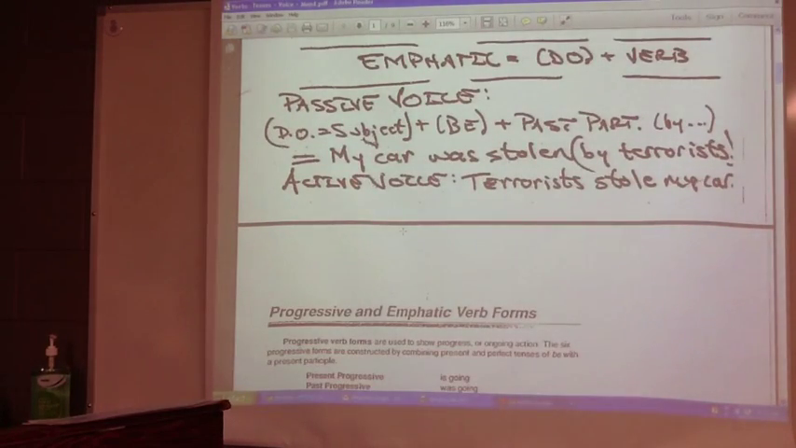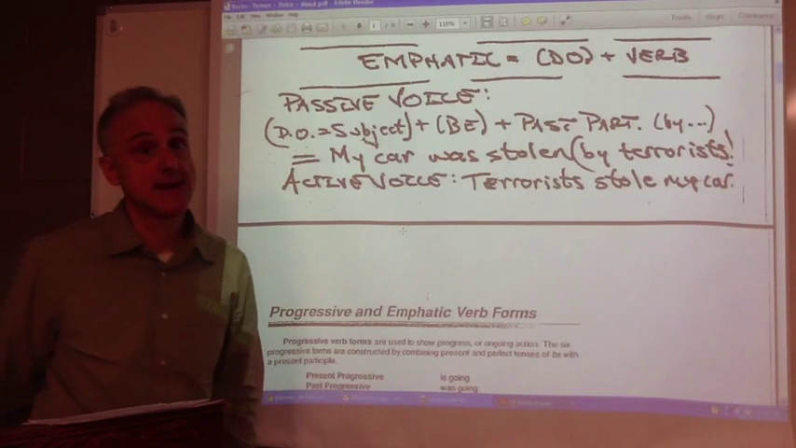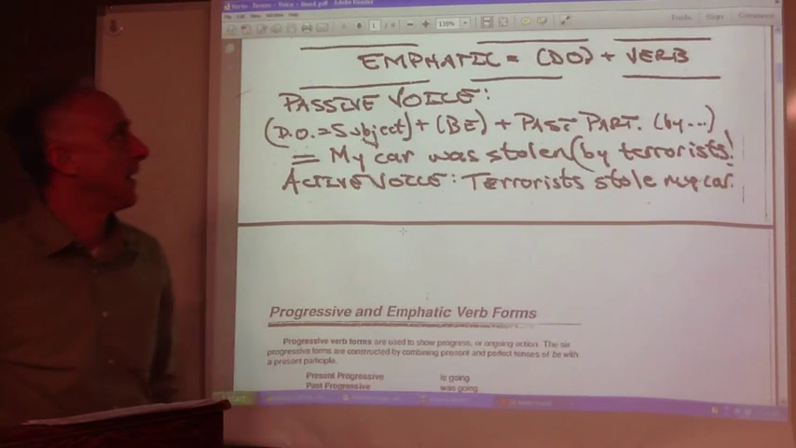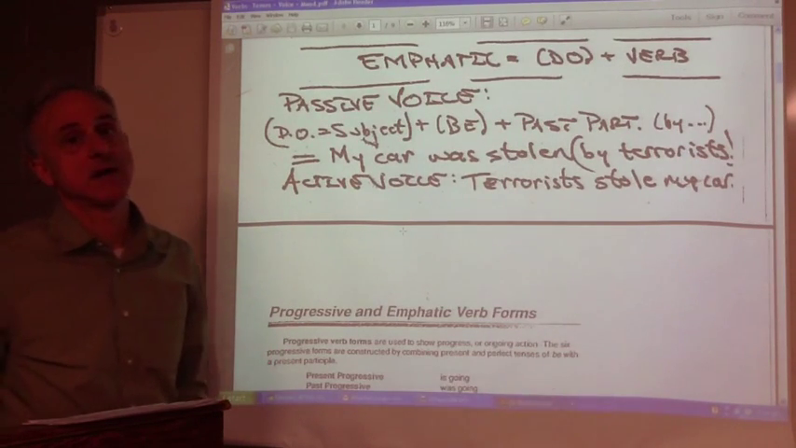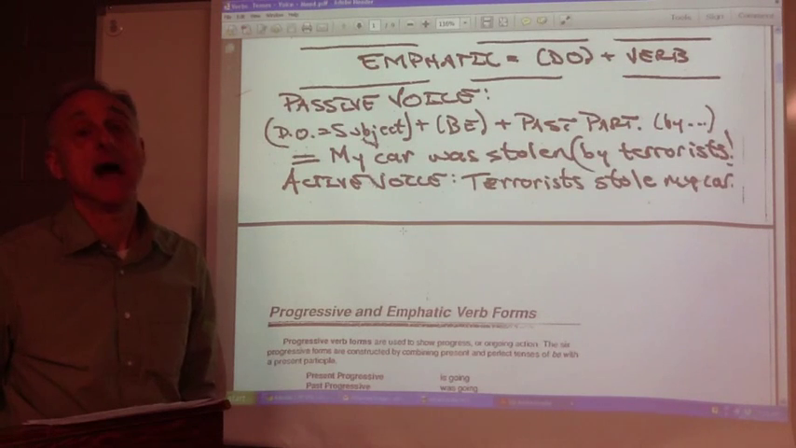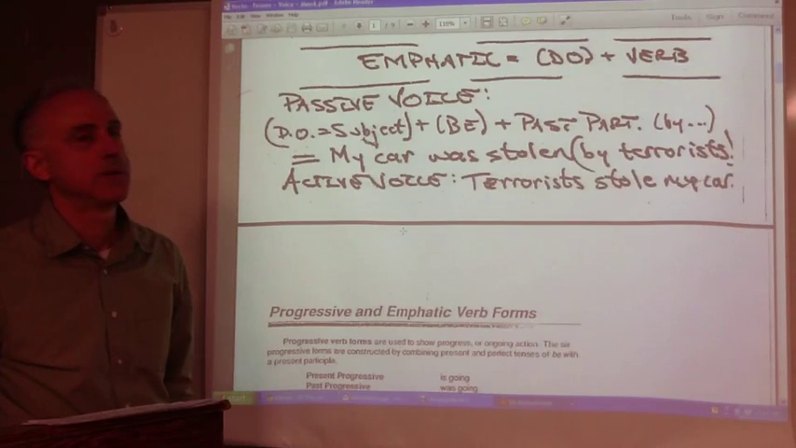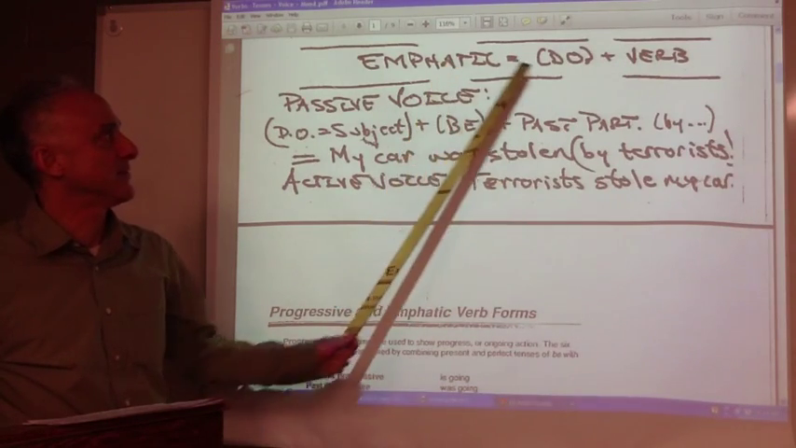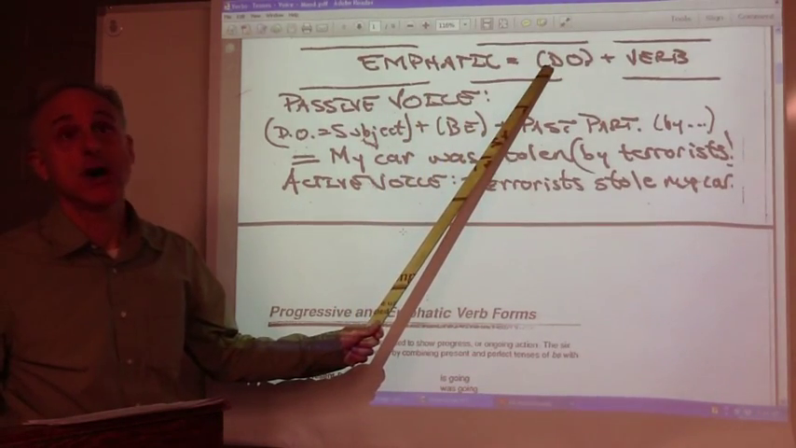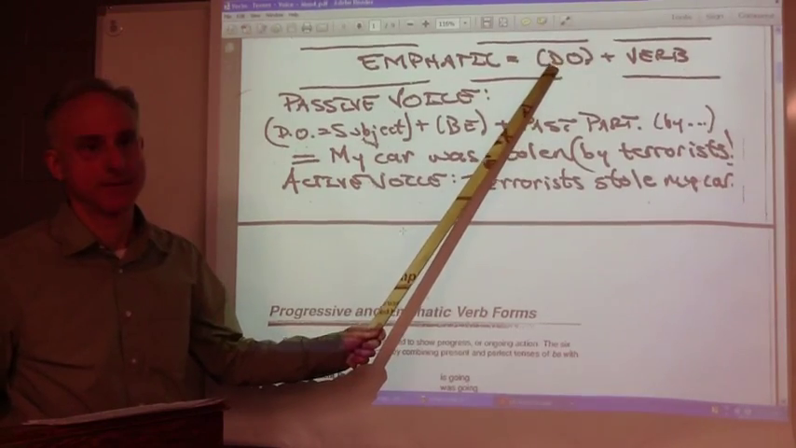The emphatic. All that means is emphasizing. In other languages, oftentimes they will say "me, I, do this." In Latin-based languages, like French, we don't do that. We just use, I do talk a lot, you know, so we use a helping verb.